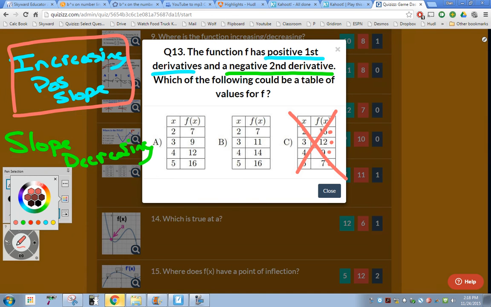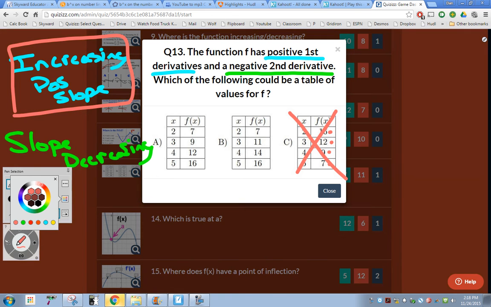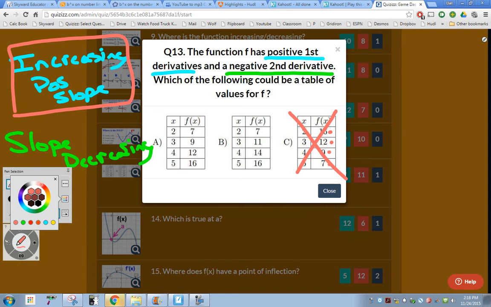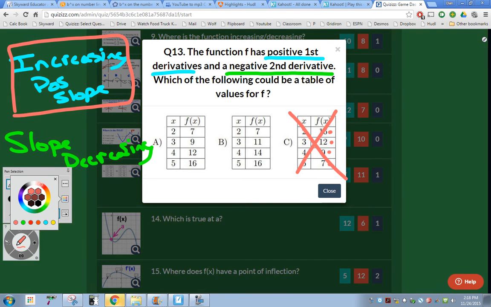Okay? In order for it to be concave down, in order to have a second derivative that's negative, the slopes need to be decreasing. Or in other words, the jumps that we're making from one to the next need to keep getting smaller and smaller and smaller. They need to decrease. Okay?